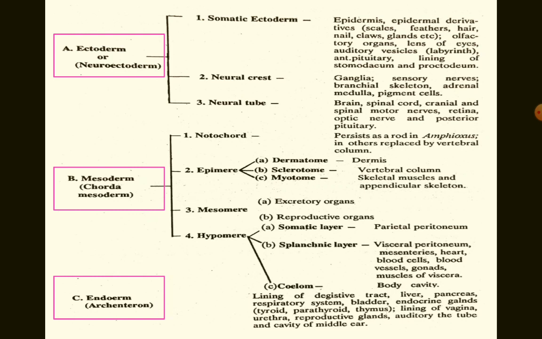Whereas the innermost layer, that is the endoderm, forms the lining of the digestive tract, liver, pancreas, respiratory system, endocrine glands, lining of vagina, urethra, reproductive glands and the auditory tube and cavity of the middle ear. So these are the different structures that have been derived from these three basic germ layers.